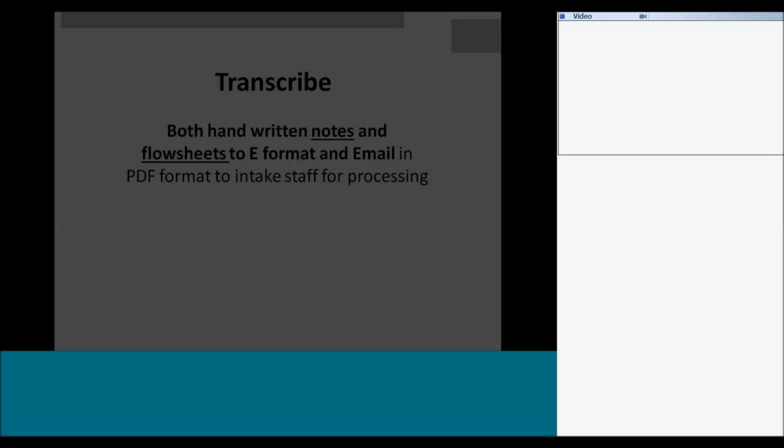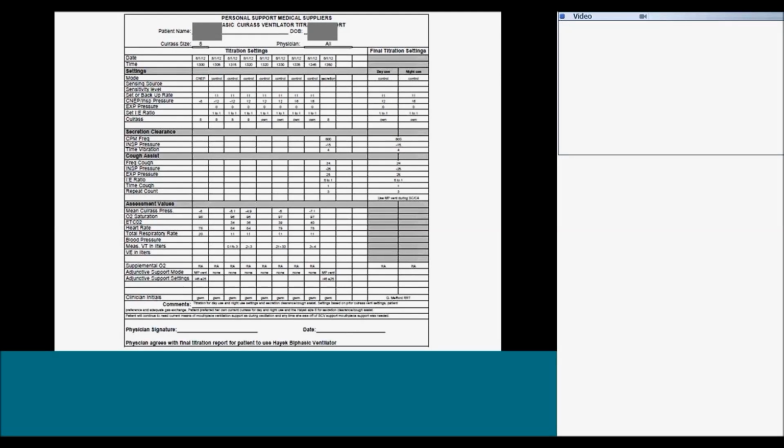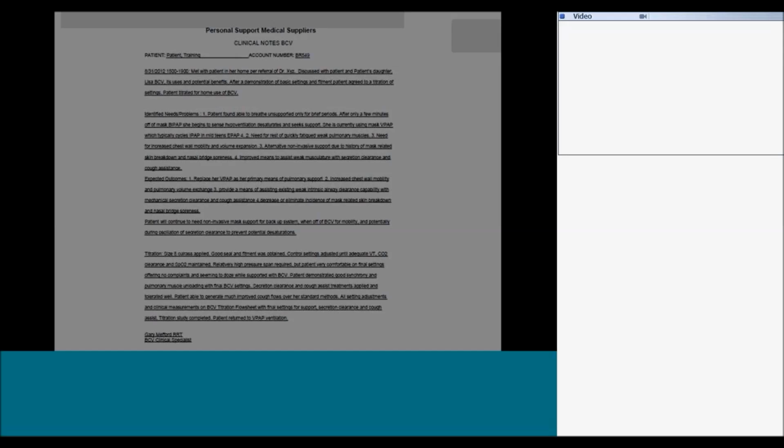Okay, so when you want to transcribe your notes and flow sheets to electronic format, or you want to fax them in, here is an example of a titration flow sheet and initial baseline settings. Started out in CNAP and then went into control. One element that wasn't obtained here was a set of numbers before the beginning. So there should have been some vital signs that were obtained before we even initiated CNAP on the patient. Here's a note relating the events of the titration.